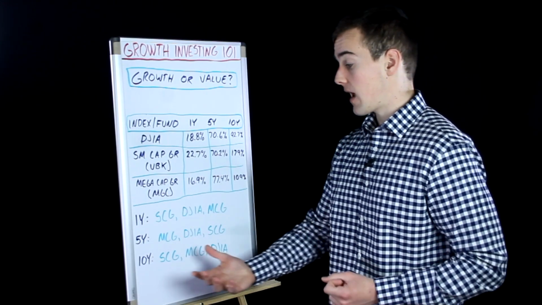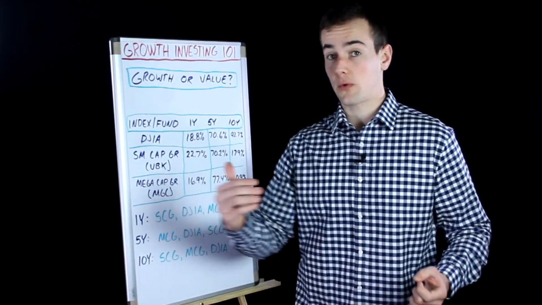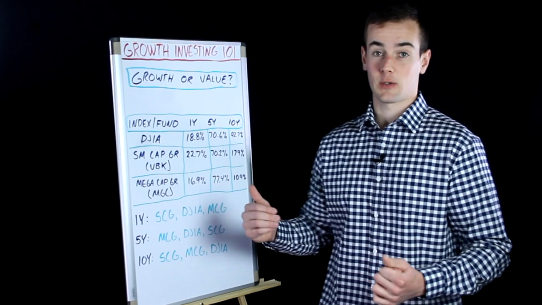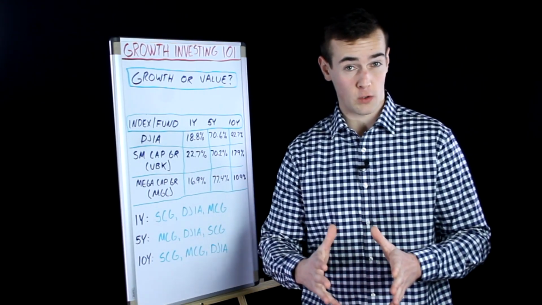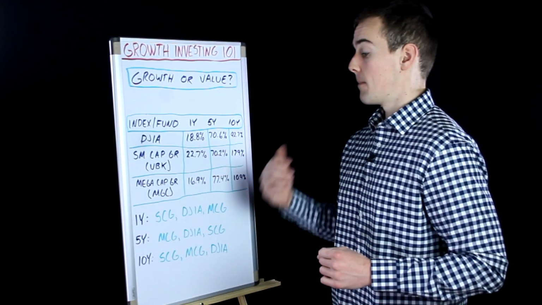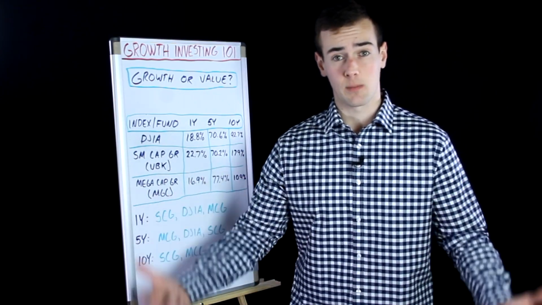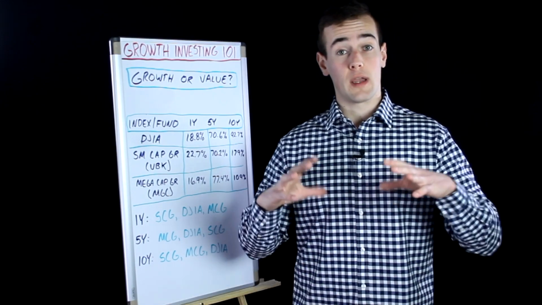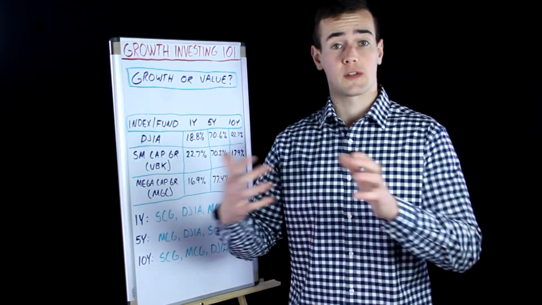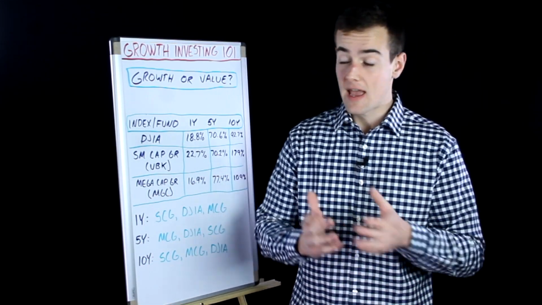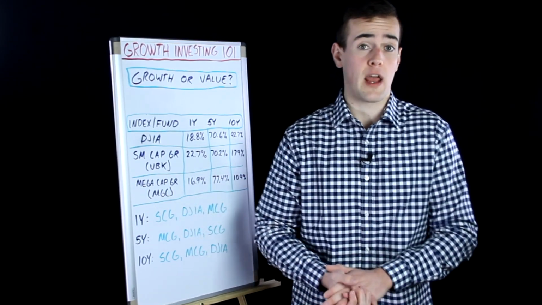But over the last 5 years, the Mega Cap Growth was in first place. It went from last place over the last year to first place over the last 5 years. So then you have Mega Cap Growth being first, the Dow Jones Industrial Average being second, and Small Cap Growth being third. So it completely reversed itself over the last 1 year versus the last 5 years, and that right there should be enough to show you should have all of these things.